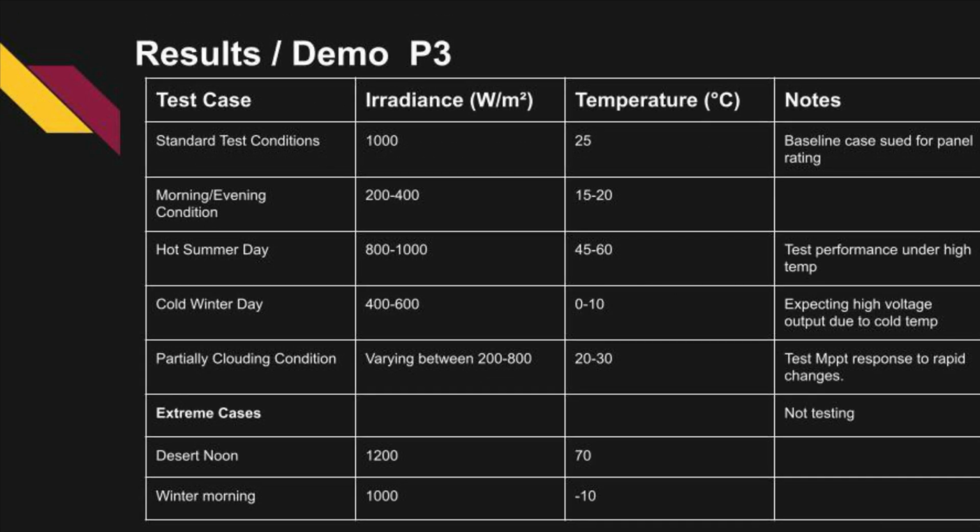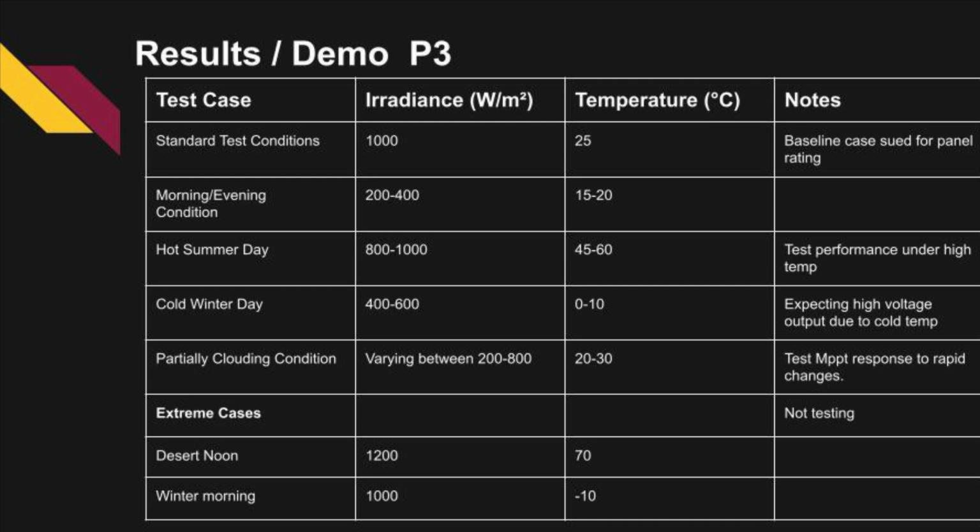Results. Our test cases start with a standard test condition, which is what you rate your PV cells at: irradiance, which is basically the amount of energy per surface area, and temperature, and that's it. So we have standard test conditions, and morning and evening conditions, which is basically what you expect on a normal day-to-day basis.